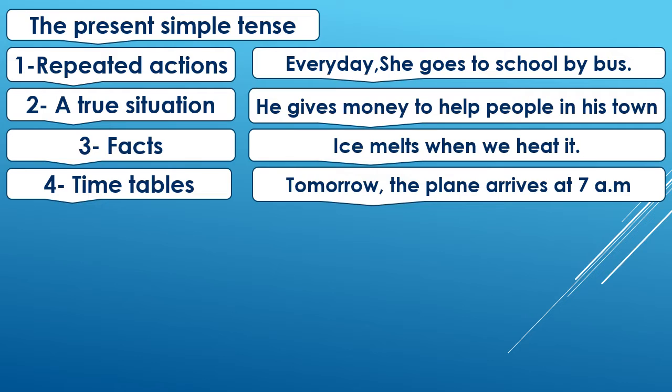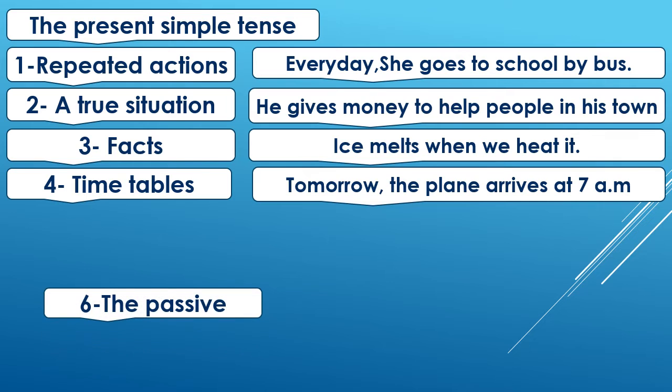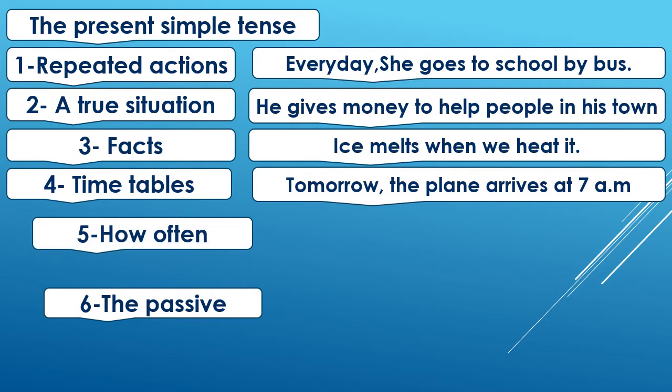Okay, now timetable. Timetables جدول المواعيد الثابتة. Tomorrow the plane arrives at 7 a.m. Okay, arrives in the present simple tense.